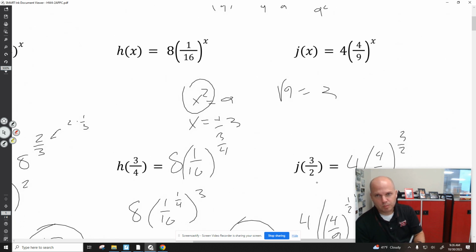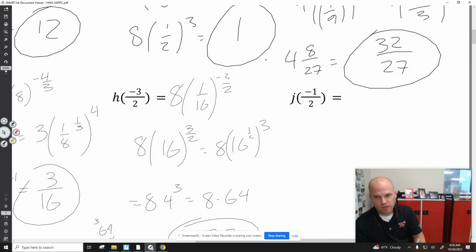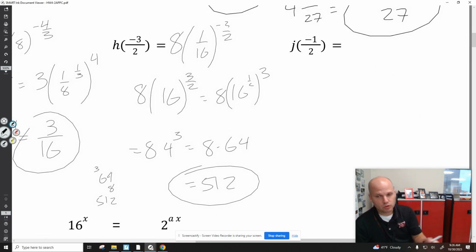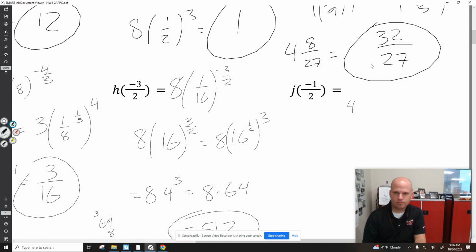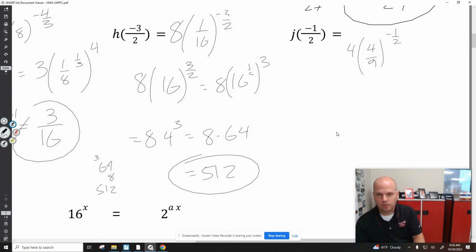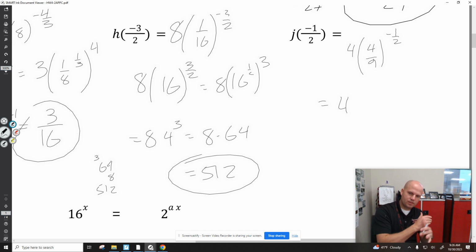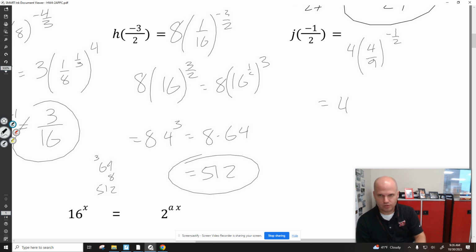Positive power is multiplying, negative power is dividing. If you're dividing by 4/9, you're multiplying by 9/4. So if I have 4 times 4/9 to the negative 1/2, that would be equivalent to dividing by 4/9. It's the same as multiplying by 9/4. Flip with your negative powers is what a lot of people memorize.